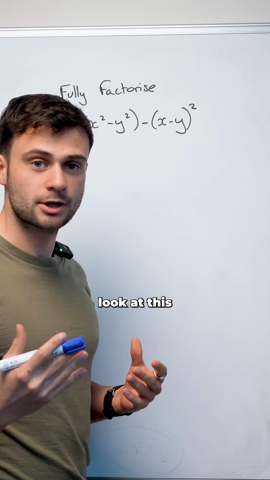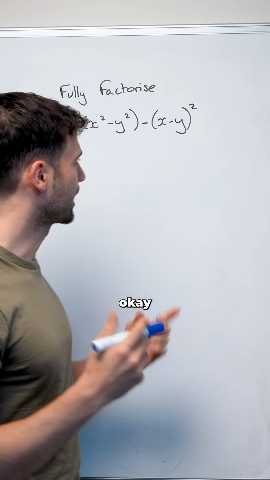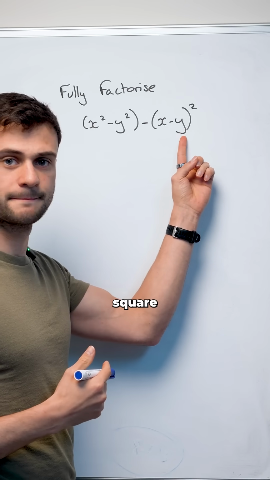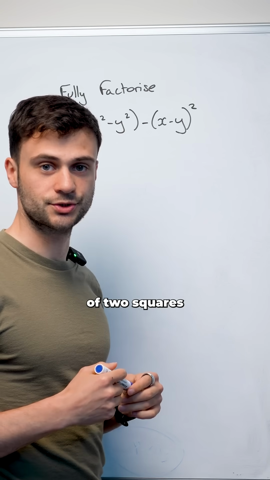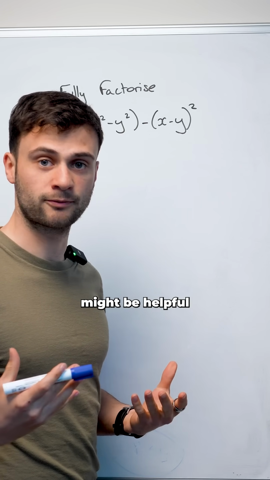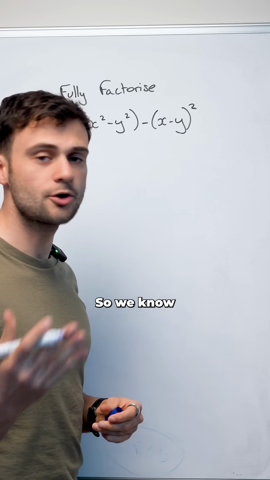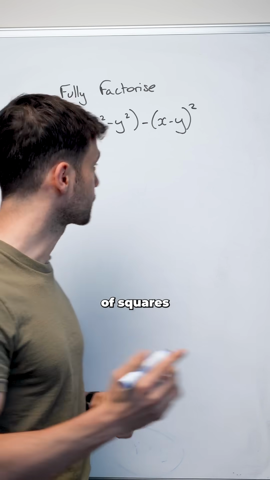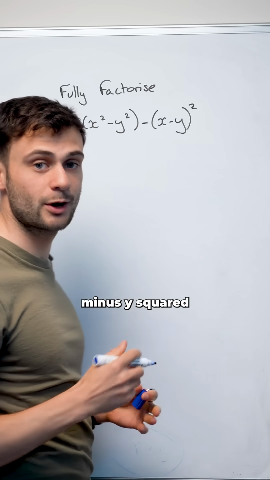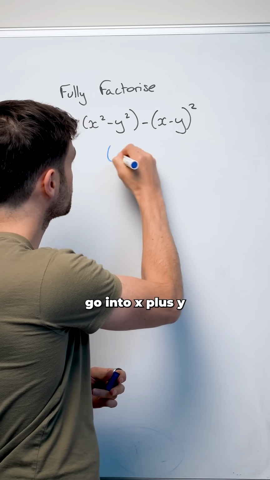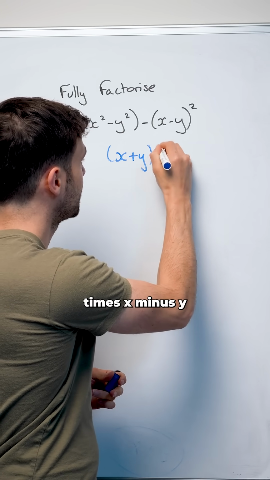So as you look at this, you might start to think, okay, well, this is a perfect square, and this is a difference of two squares. And these things might be helpful in figuring out how to go about this. So we know that the factorization for a difference of squares, where it's x squared minus y squared, will go into x plus y times x minus y.